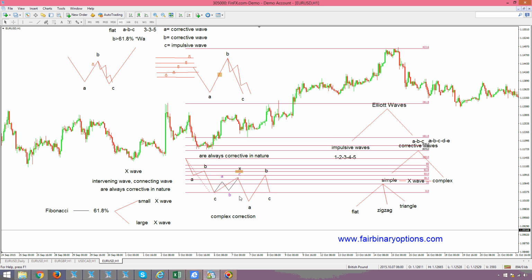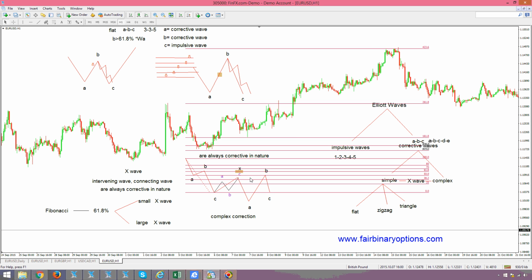If the market ends below that 61.8, like in our case here, it ends here, it's a complex correction with a small X-wave, and then we will look at those corrections with a small X-wave and interpret them. Why is that important? Because corrections with a large X-wave appear in specific situations, and corrections with small X-waves appear in other situations. So you will know each and every time where we are. And just like that, Fibonacci can be traded with X-waves.